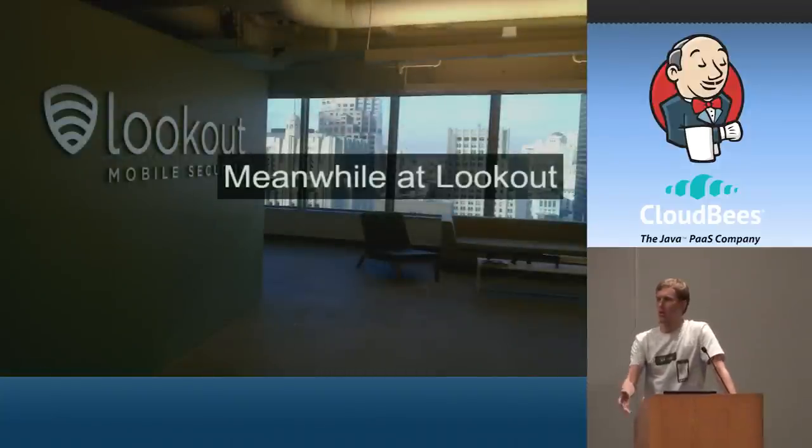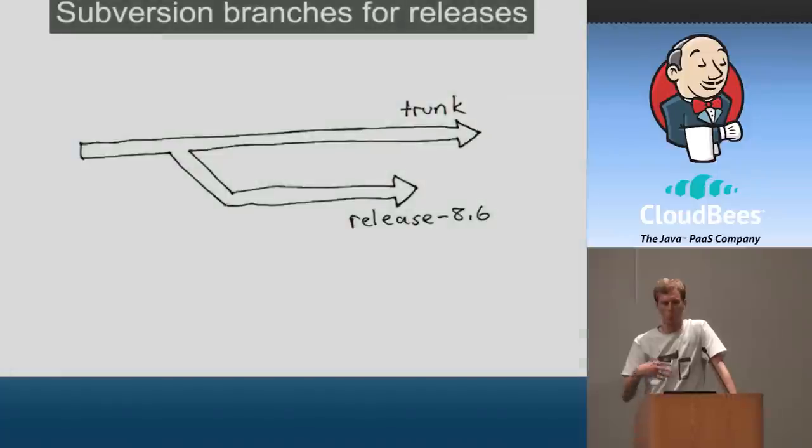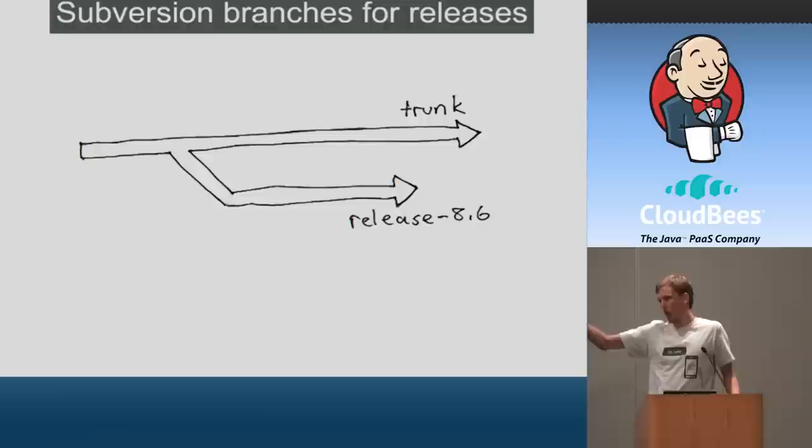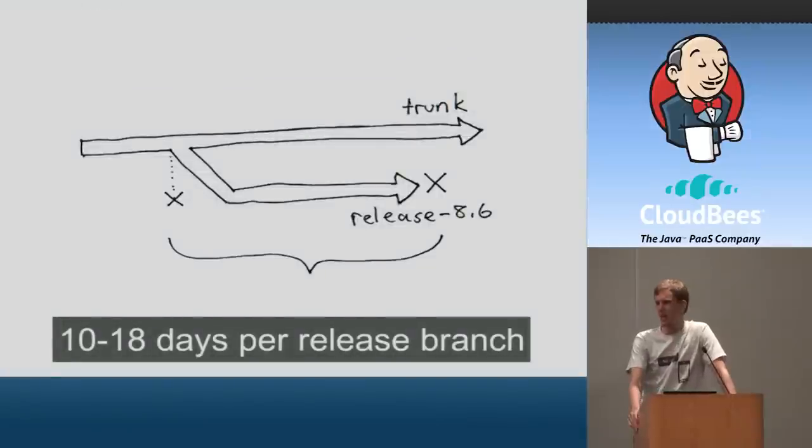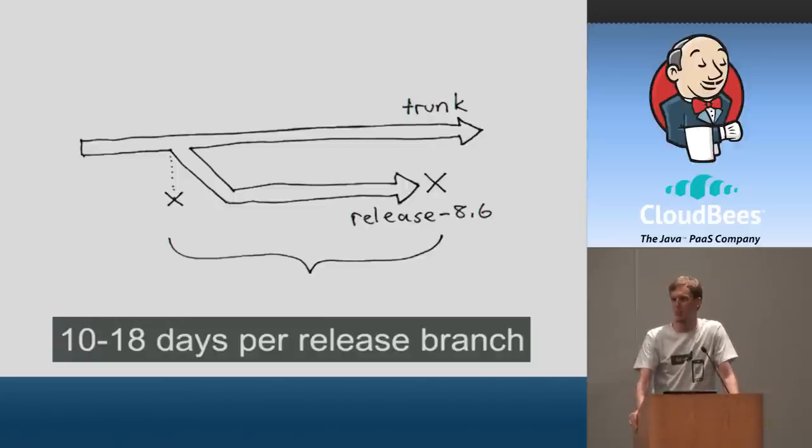Where we were when we started out in this process in the olden days was using Subversion branches for all of our releases. Whenever we were going to do a release, we'd cut a release branch and we'd start working on that for about 10 to 18 days. That means we'd get about 2 weeks through something before we could actually get it out into production. So if you told me you wanted to get a release out, I'd say, great, we'll get it out in a couple weeks, maybe. We'll see what happens.